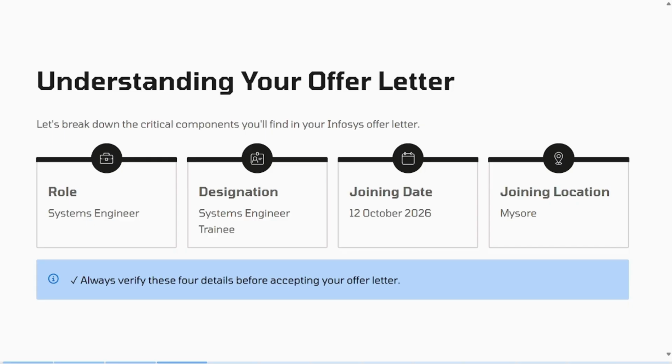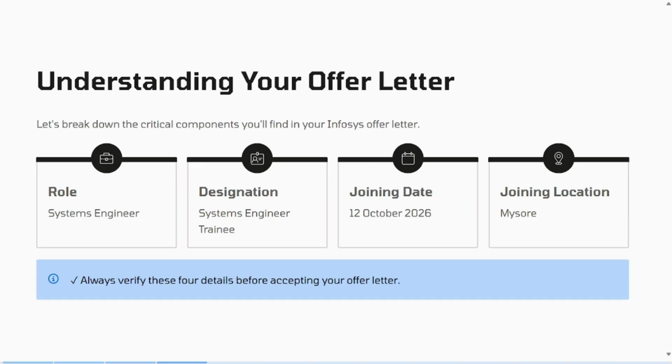The next important detail is the joining date. My joining date is 12th October 2026. This is the day I am expected to report to Infosys and begin my employment. Don't confuse the joining date with the date printed on the offer letter. Those are different. Finally, check your joining location. In my case, it's Mysore. This is the location where my onboarding and initial training are expected to begin. Before accepting any offer letter, always verify these 4 details carefully because they are among the most important pieces of information in the document.